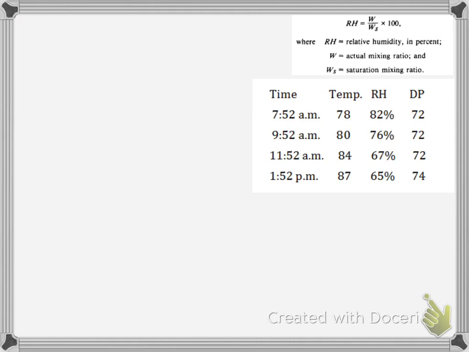And that is, I take my actual mixing ratio, which I can see as the number itself, it's my measurement, and I divide it by my saturation mixing ratio, times it by 100, and I get my relative humidity.